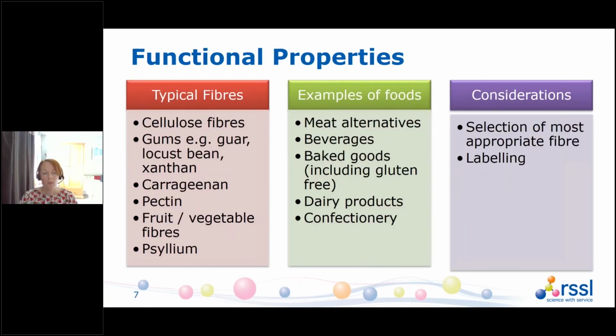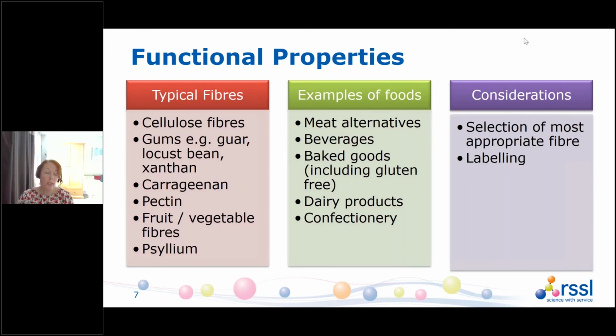And then finally, moving on to the functional properties of fibres. So there's a huge range of functional fibres which can viscosify, gel, and improve the stability of products. For example, they're used in meat alternatives to help bind the ingredients and prevent the product from breaking up on cooking, in beverages to provide mouthfeel and stability over shelf life, and in baked goods, and particularly gluten-free baked goods where psyllium and xanthan, for example, are used to replicate the effects of the gluten in those products.